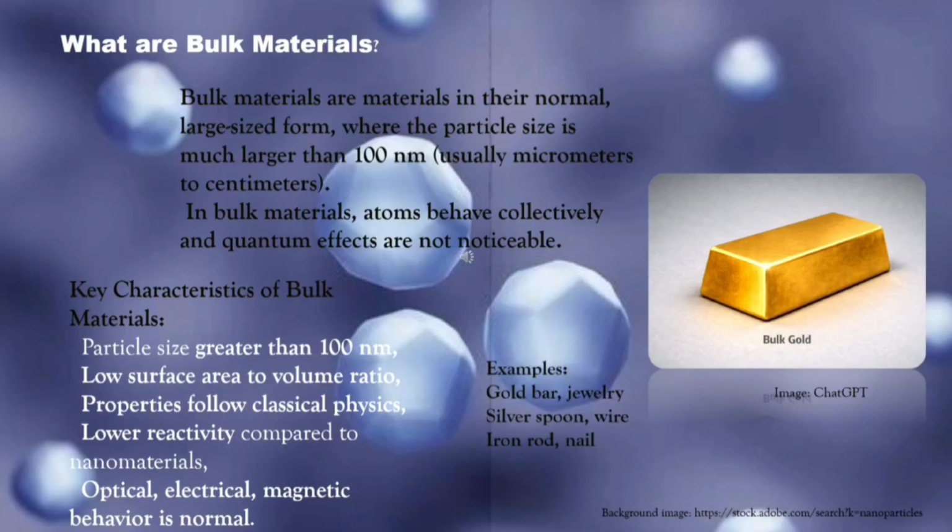You can see common examples including gold bars, silver spoons or wires, nails, etc. The image shown here is a piece of bulk gold representing how materials look in their normal macroscopic form. It is large, continuous, and without the unusual size-dependent effects seen at the nanoscale.